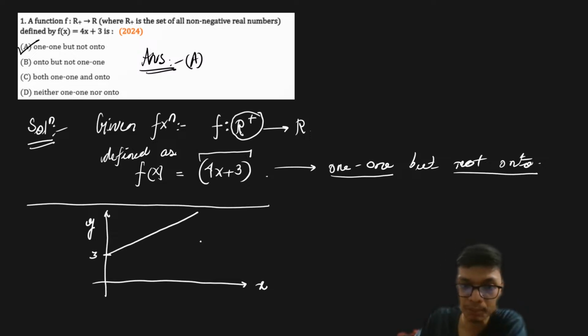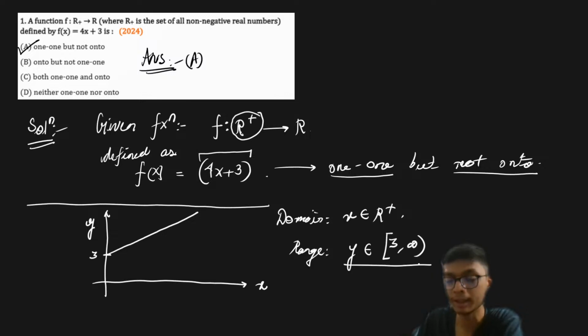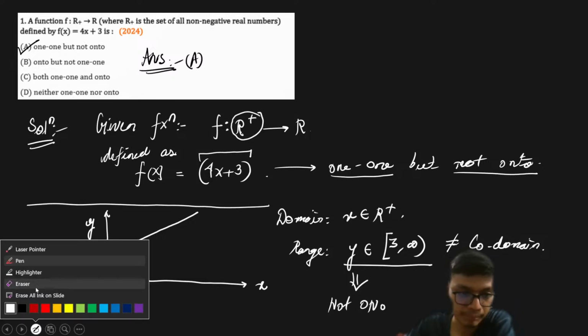Now if you look at this particular function, first of all you will write over here that the domain is x belongs to the positive real part, and the range is y belongs to [3, infinity), where 3 is included and it goes to infinity. If you look at the range and the codomain, the range is not equal to the codomain. When a function's range is not equal to its codomain, we call that function not an onto function, not an onto map.